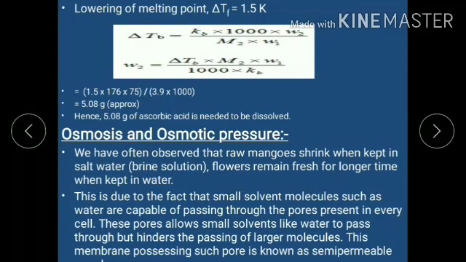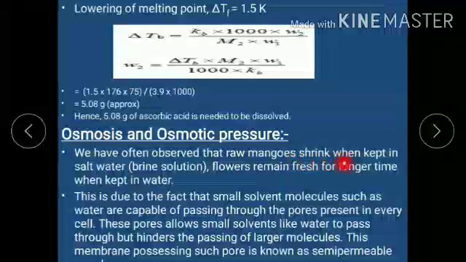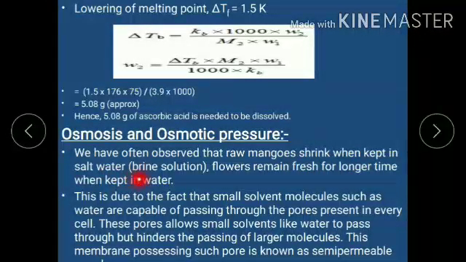Let us see some theory. We have often observed that raw mangoes shrink when kept in salt water, that is called brine solution. Flowers remain fresh for a longer time when kept in water. Why is it happening? Because it transfers the particles from the high concentration to low concentration. This is due to the fact that small solvent molecules such as water are capable of passing through the pores present in every cell.